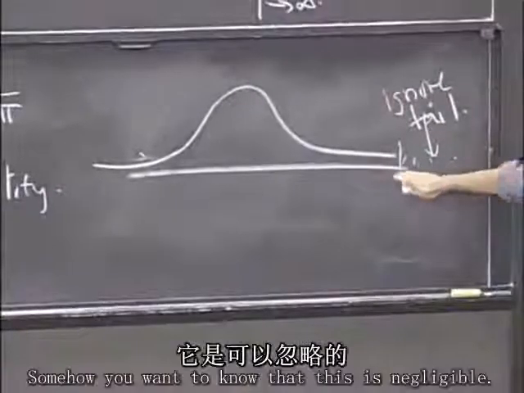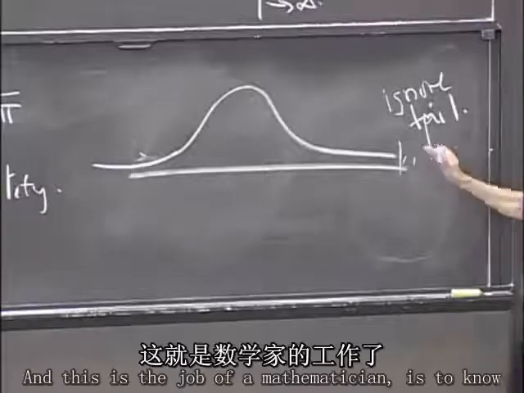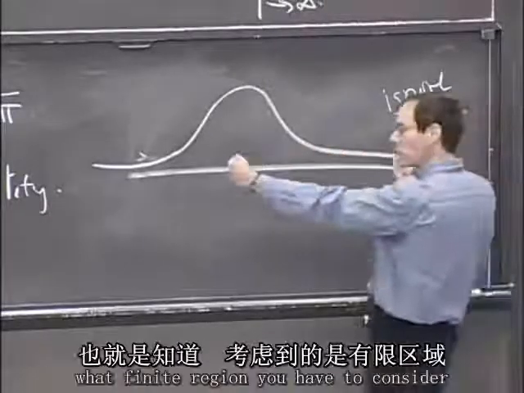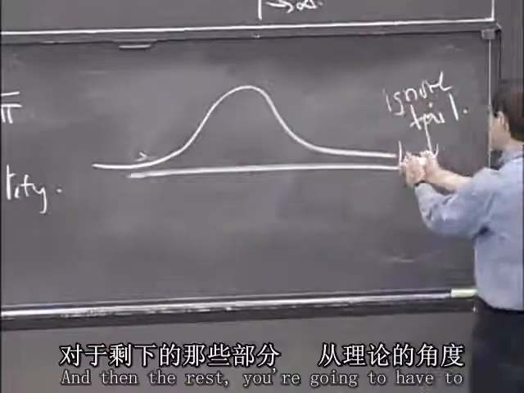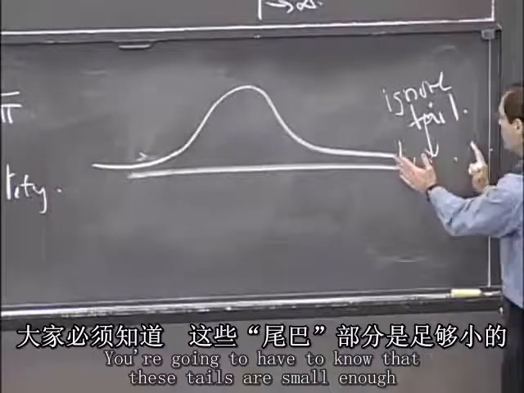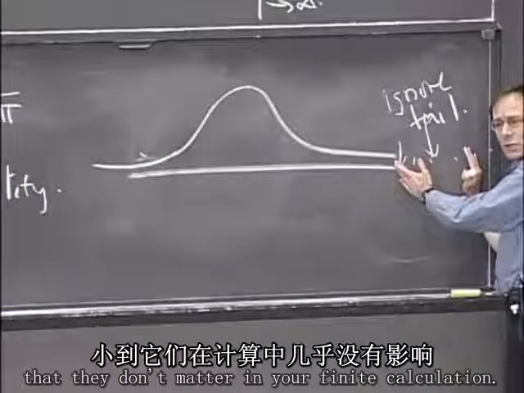Somehow you want to know that this is negligible, and you want to know how negligible it is. This is the job of a mathematician: to know what finite region you have to consider and which one you're going to carefully calculate numerically. And then the rest you're going to have to take care of by some theoretical reasoning. You're going to have to know that these tails are small enough that they don't matter in your finite calculation.